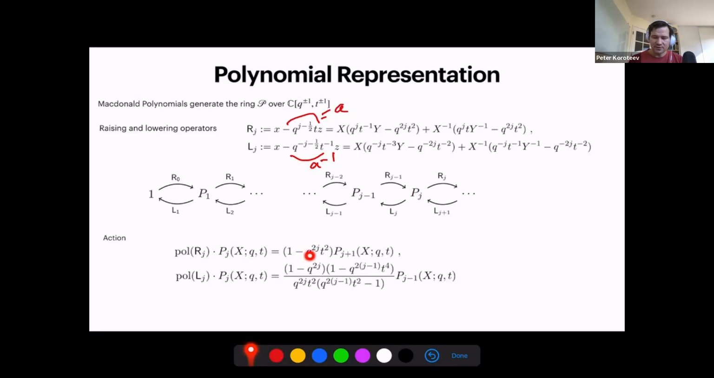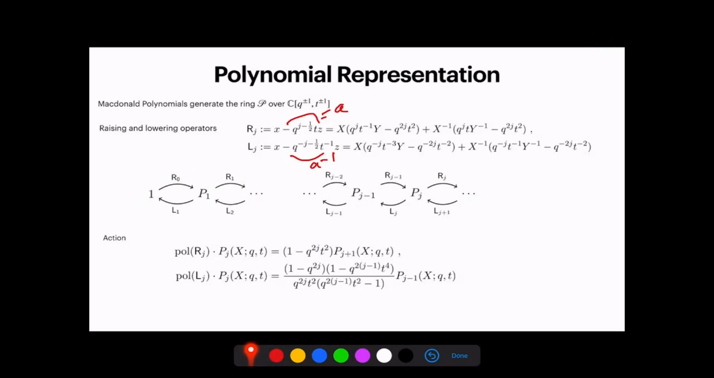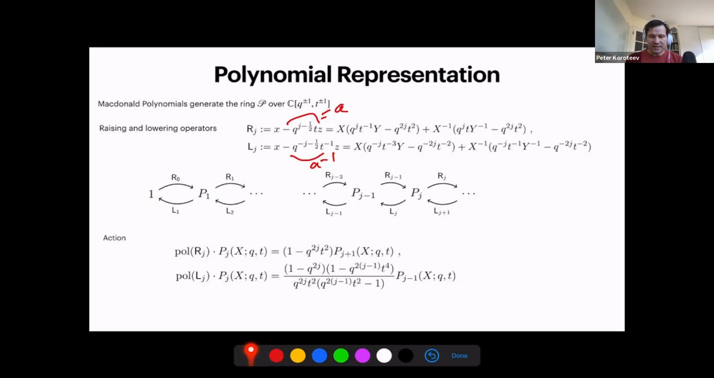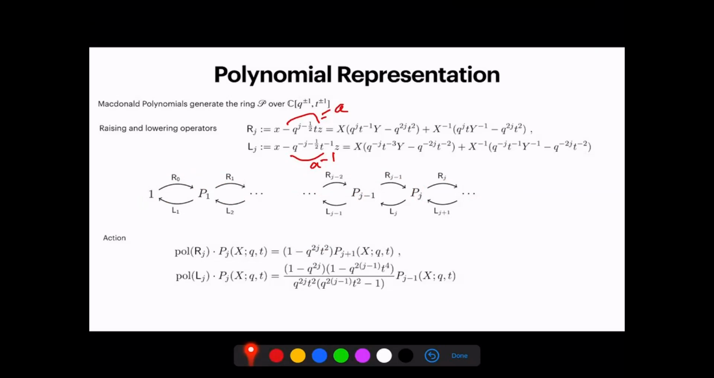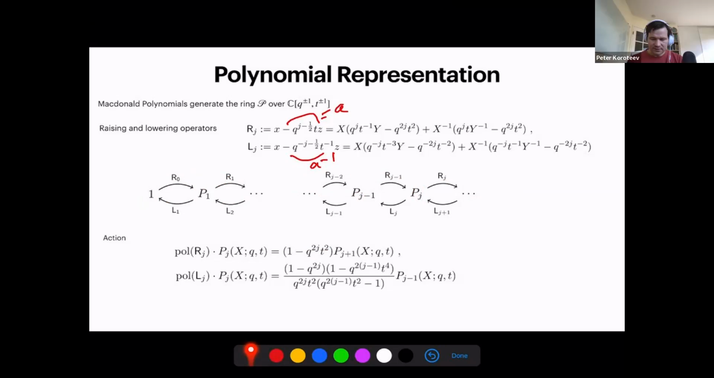So for general values of q and t, this is what you have. You start off with 1, and then you raise it. You get p1, x plus x inverse, p2, p3, etc. So the eigenvalues of y are increased by q to the j. Each of the p's is an eigenfunction of y, and the eigenvalue was a plus a inverse, where a is equal to q to the jt.